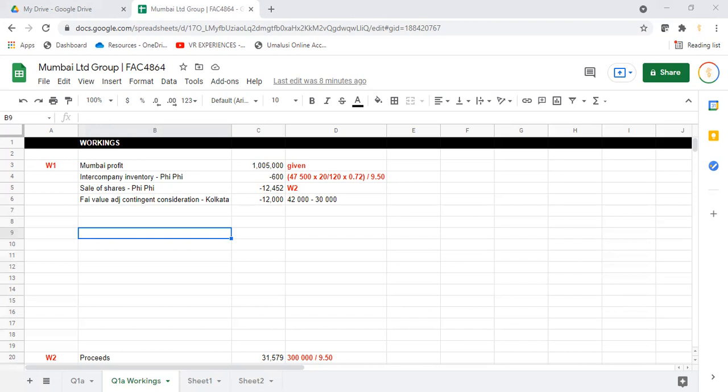They say Mumbai sold equipment to Kolkata at 75,000 Rand. Mumbai sells equipment at cost plus 25%. So we're going to make the necessary adjustment. Remember, when you make an intercompany sale of a depreciable asset, there are two adjustments: the elimination of the unrealized profit, and the impact on depreciation.